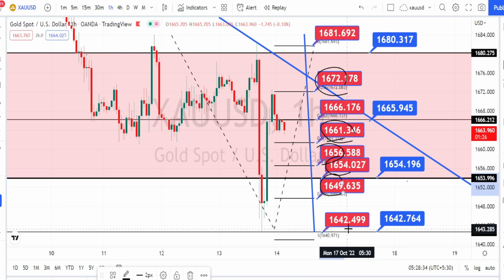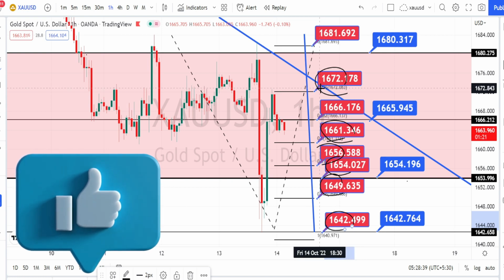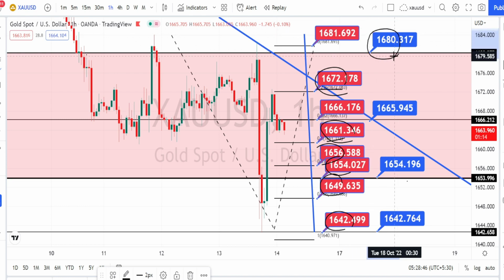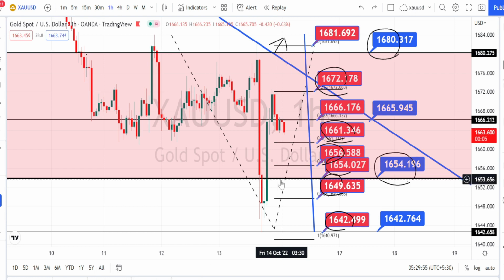1649, 1642. And if the price action breaks the resistance level of 1672, the next level of resistance is going to be around 1680 from the daily time frame. And only when the price action breaks this resistance level, we can expect the bullish side retracement to start in hourly time frame. Let us do the analysis in 30 minutes time frame.